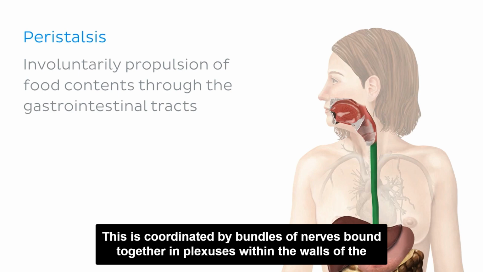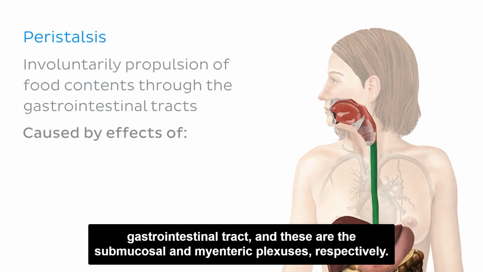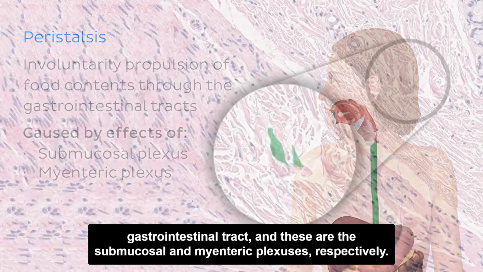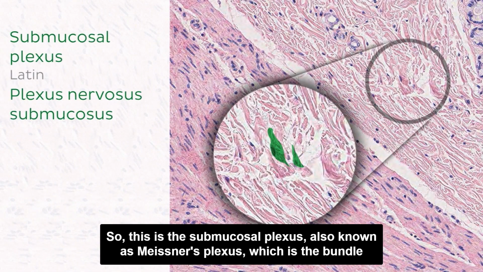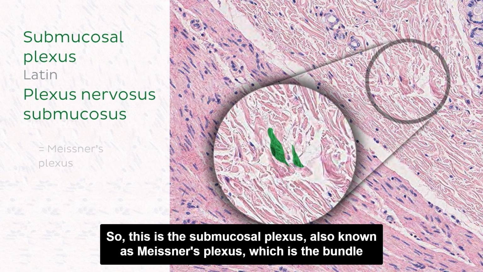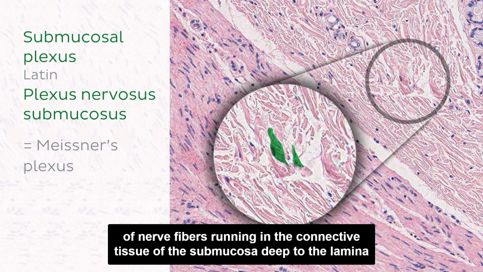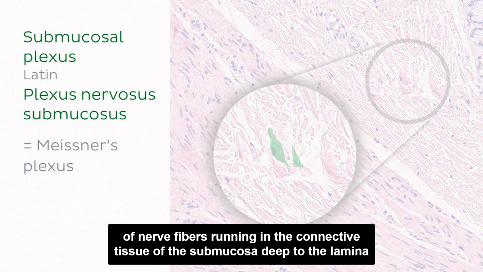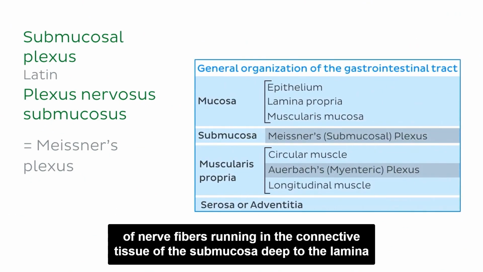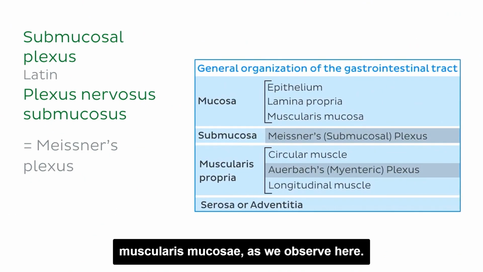This is coordinated by bundles of nerves bound together in plexuses within the walls of the gastrointestinal tract. And these are the submucosal and myenteric plexuses, respectively. So this is the submucosal plexus, also known as Meissner's plexus, which is the bundle of nerve fibers running in the connective tissue of the submucosa, deep to the lamina muscularis mucosae, as we observe here.